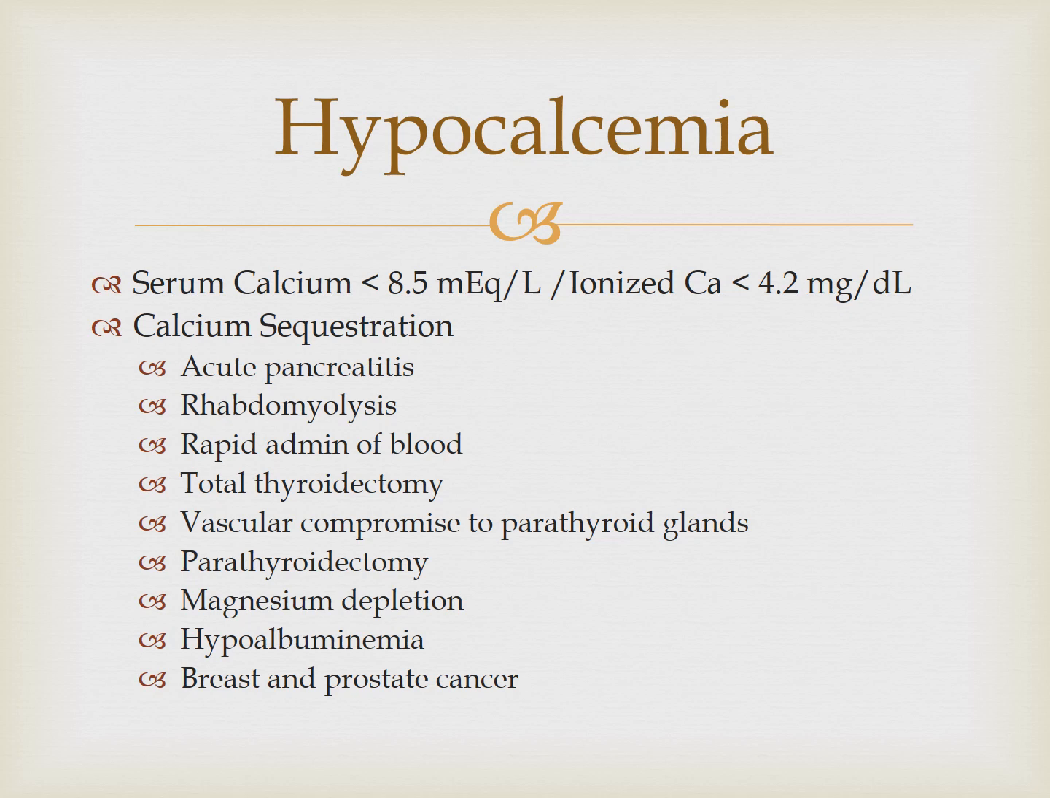Magnesium depletion. The way magnesium depletion works is that it impairs PTH secretion and function. Therefore, you will have hypocalcemia. We talked about hypoalbuminemia. 40% of the serum calcium is bound to albumin.